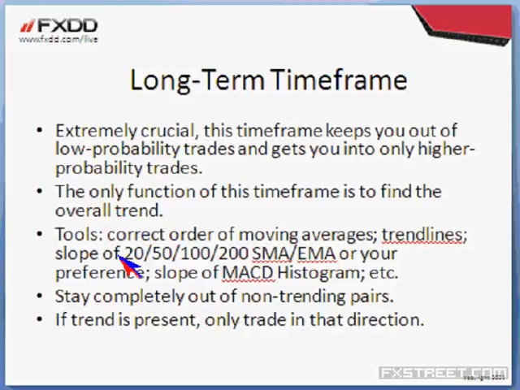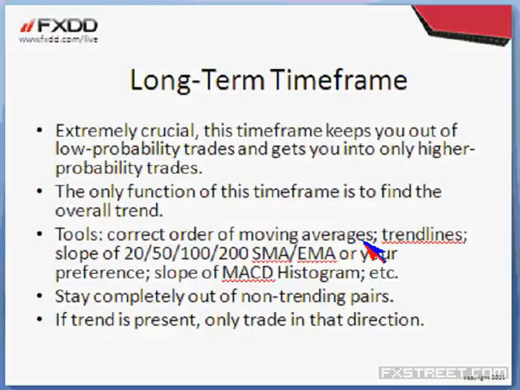Now, how do you measure the trend, or how do you see if there is a trend or not? What I tend to use is what I call the correct order of moving averages. I'll show you this on my charts in a minute. I use 5 different EMAs, or exponential moving averages: the 10, 20, 30, 50, and 100. I'm looking for separation of those moving averages, and I'm looking for correct order.